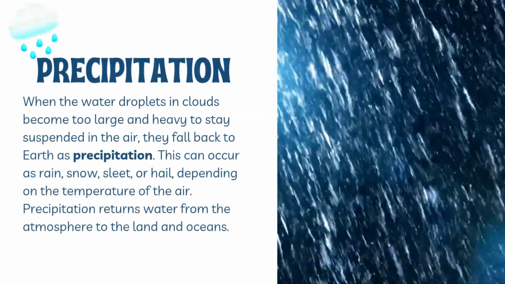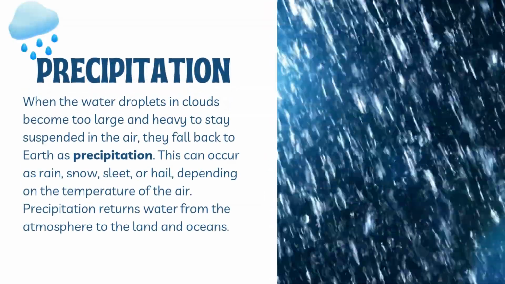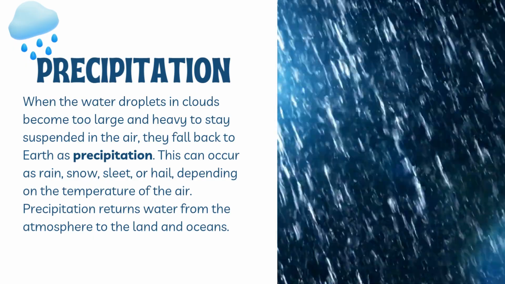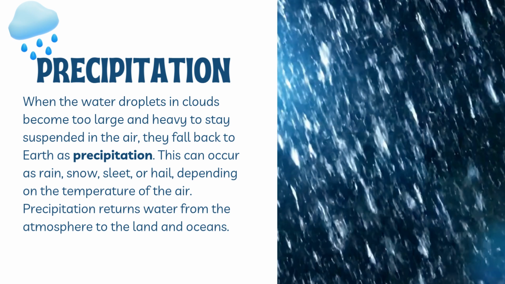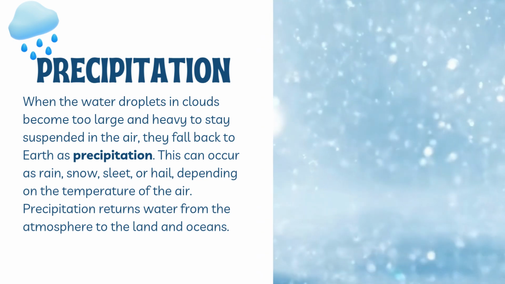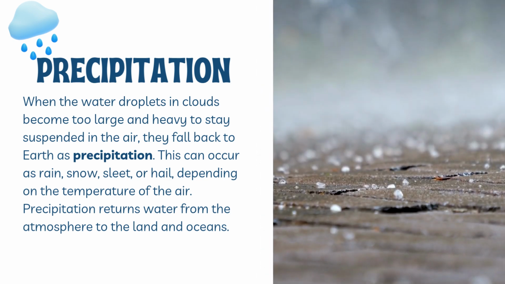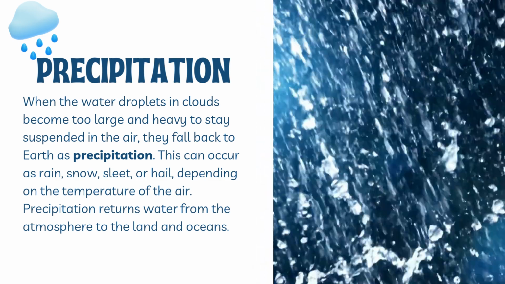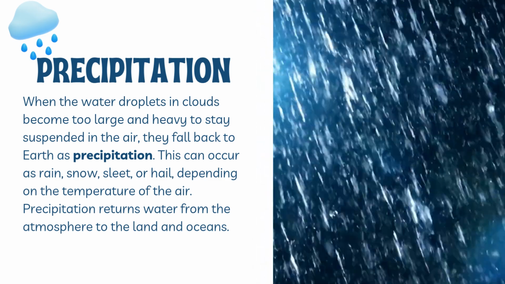The third process is precipitation. When the water droplets in clouds become too large and heavy to stay suspended in the air, they fall back to Earth as precipitation. This can occur as rain, snow, sleet, or hail, depending on the temperature of the air. Precipitation returns water from the atmosphere to the land and oceans.